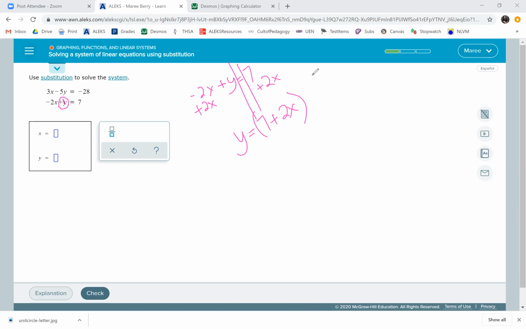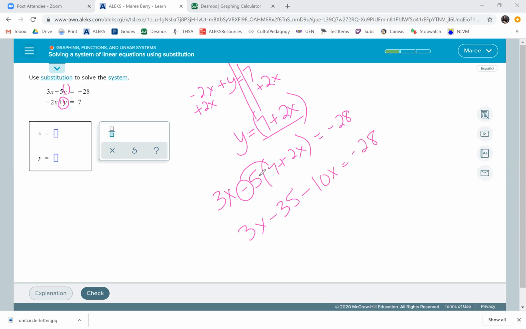I'm going to take this y and plug it into the first one. So I have 3x minus 5 times y. Now for y, I'm going to put in 7 plus 2x, and that has to equal negative 28. This is a negative, so I have to remember to watch my signs here, and I have 3x minus 35 minus 10x equals negative 28. Did I distribute that right? Negative. Okay, so then I have 3x minus 10x is negative 7x.